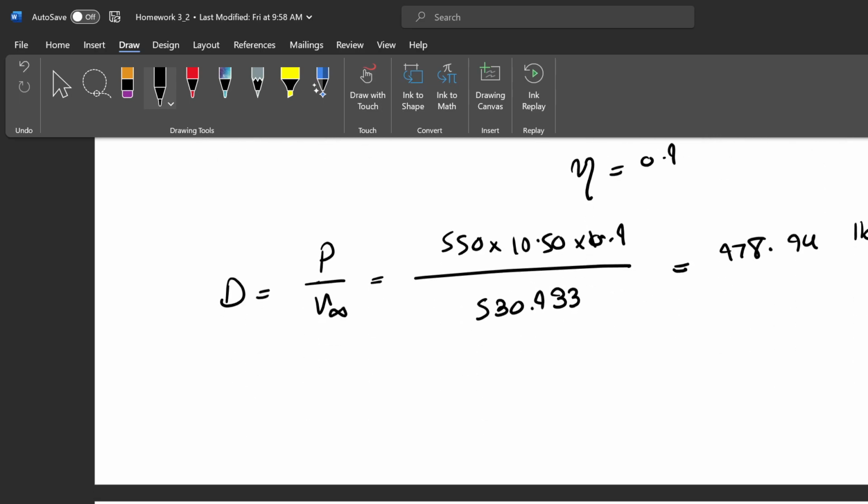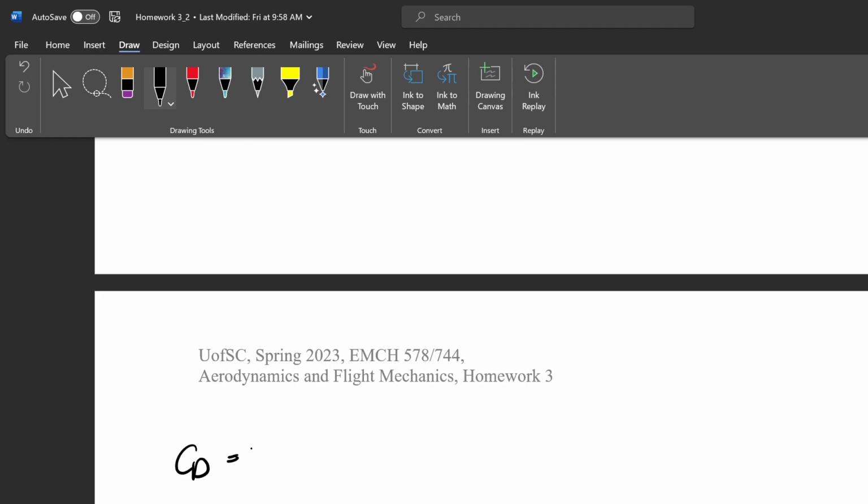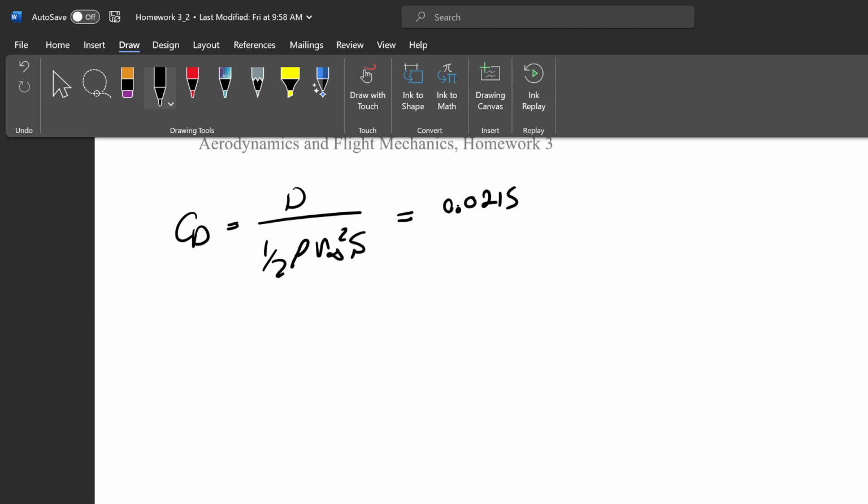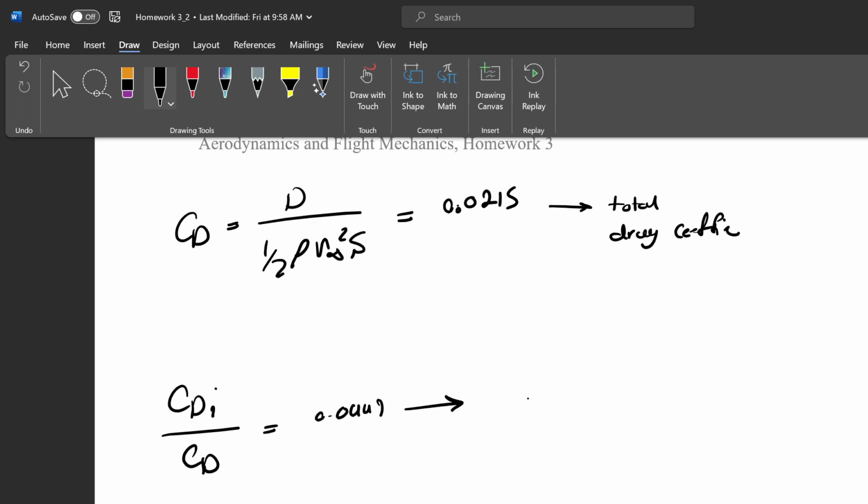pounds. So the total drag coefficient is drag divided by 1/2 rho v infinity squared S, which is going to give us a drag coefficient of 0.0215. And how much of the total drag coefficient comes from the induced drag? We just have to divide the induced drag by the total drag, and that will give us 0.0449, which is equal to 4.49%.